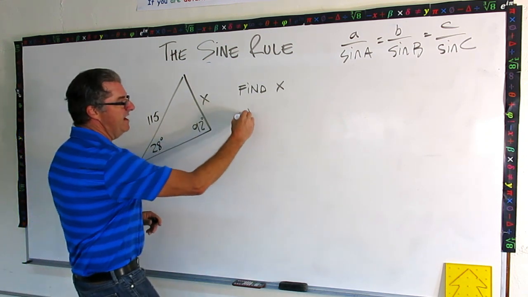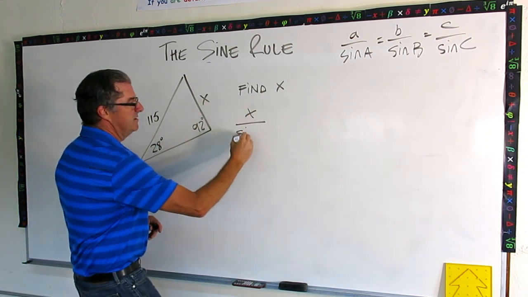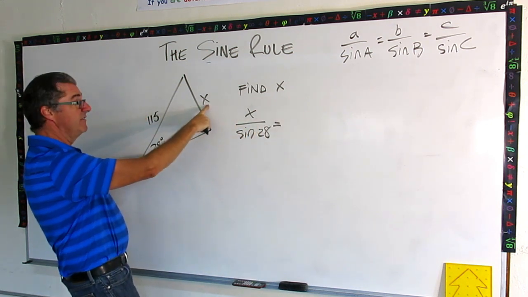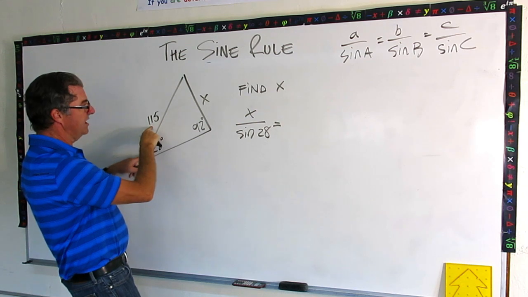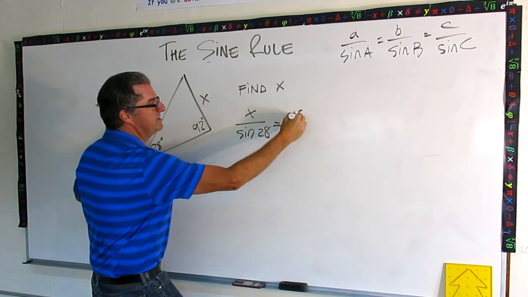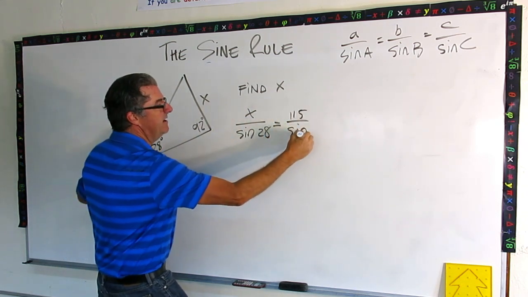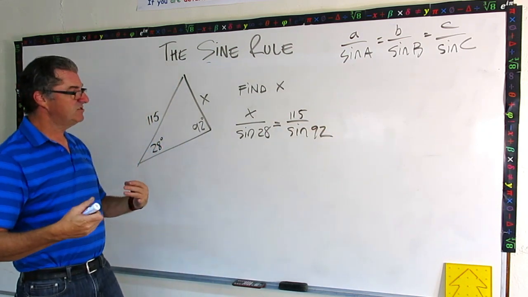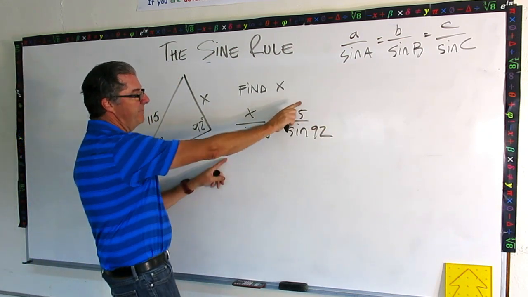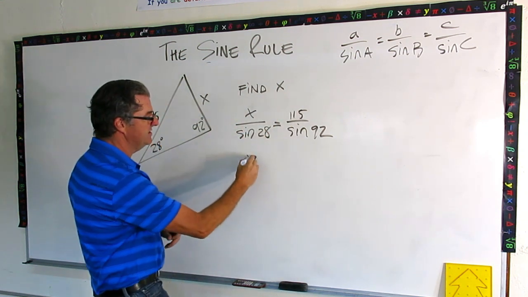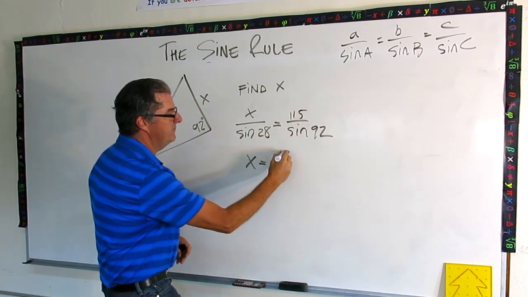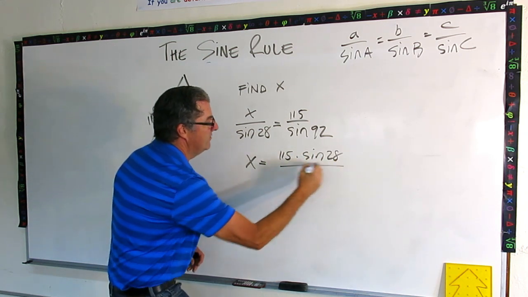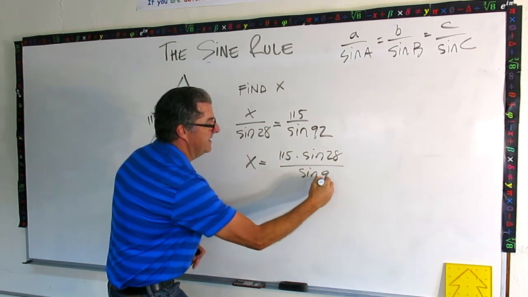It's going to be x over sine 28. That's this side over the sine of its opposite angle. That's going to equal 115 over sine 92. Okay, now just like that last one, I'm going to cross multiply with my sine 28 and get x equals 115 times sine 28 all over sine 92.